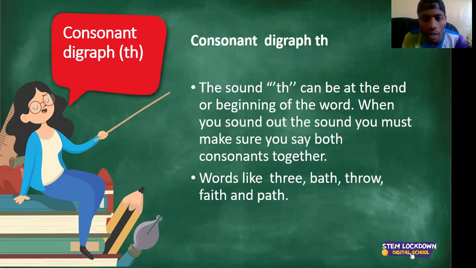The consonant digraph th can be at the end or beginning of the word. When you sound it out, you must sound out both consonants. That's why words like three, throw, faith, path, it's a mixture of two: t and h. Together it's th. You say it together.